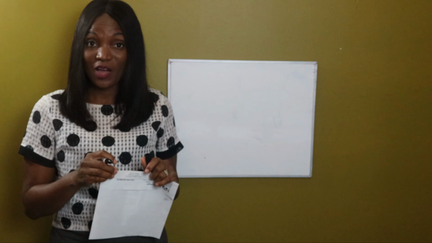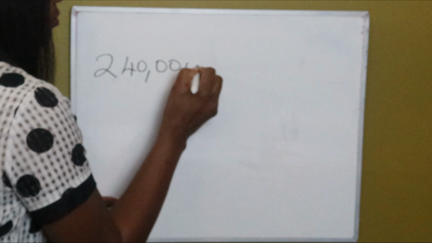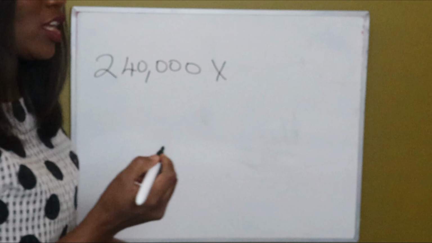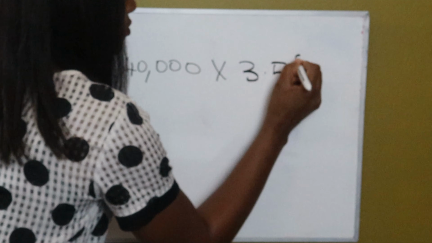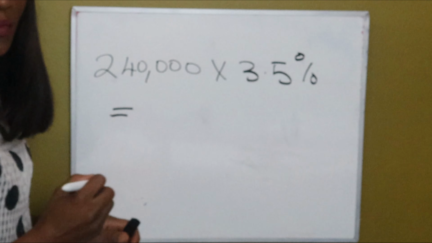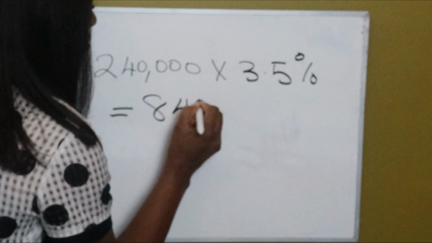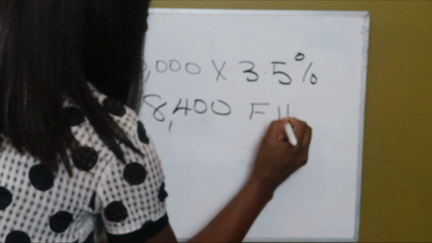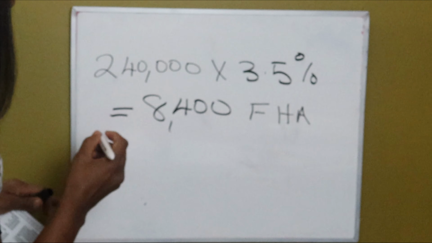So this property that we're working with is $240,000. And since the customer is going FHA, it's 3.5%. So that is going to be equal to $8,400. So this is for FHA. I'm actually going to show you how you can do it on your calculator as well.